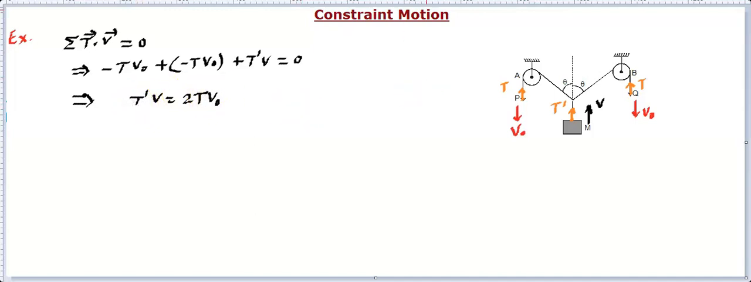How can we find that relation? This is also an important point. You need to look at it carefully. So this is the junction point. You look at this junction point. So let's draw this junction point separately.